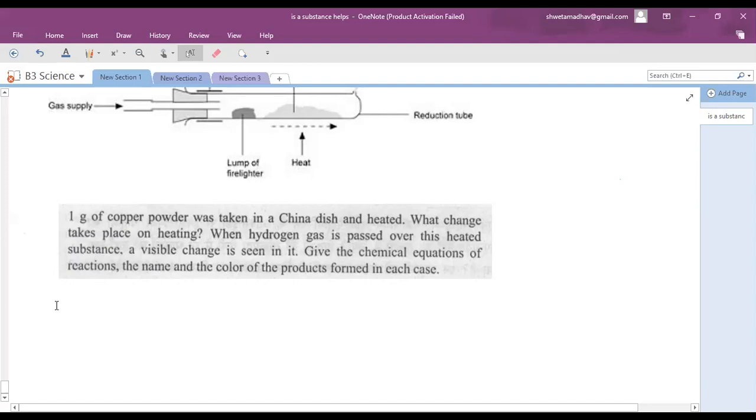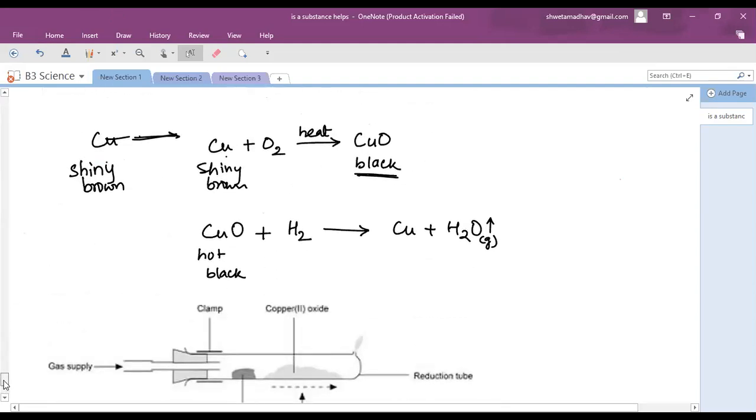Ma'am, so when copper is heated strongly, it turns into copper oxide, which is black. And now when that is again heated after passing hydrogen gas, it turns back to copper, right? After passing hydrogen gas over heated copper oxide, the copper will turn back. Then this copper oxide gets converted into copper. Okay, ma'am. Clear, everyone? Everyone, is the answer clear for this equation?